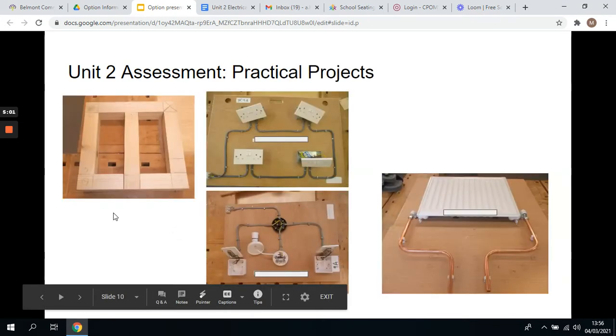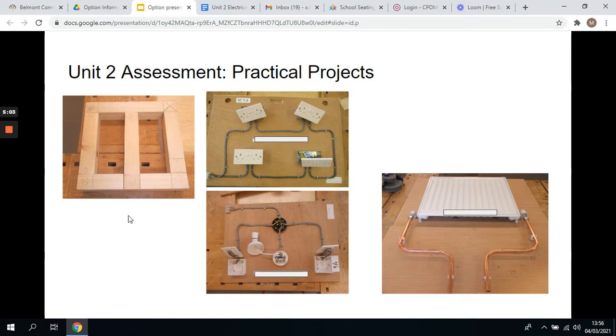Some examples of the work that we do: we have to create a frame to a given specification. We carry out some electrical installation work for a 13 amp ring main and a two-way lighting system for a porch in a refurbishment, and then plumb in a radiator for the plumbing. The tasks themselves have no scope for interpretation. You have to do what's on the specification. So there's no design work and you can't deviate from the specification. So we're examining how well you can fulfill the task and how accurately you can make it.